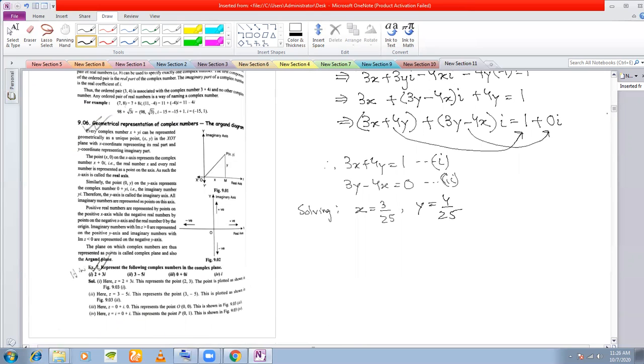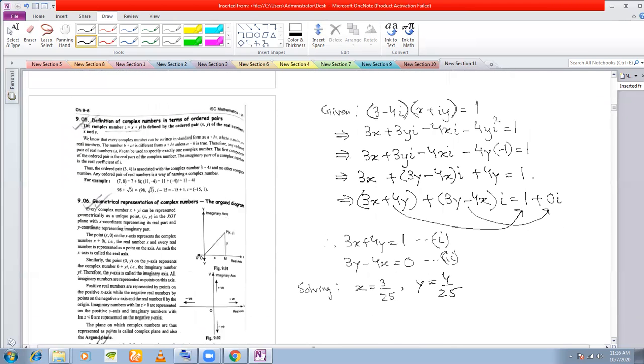So the properties that I have used here are that any real number can be expressed as a complex number, and that when two complex numbers are equal, the real parts are equal and the imaginary parts are equal. So these two properties of complex numbers I have used. So any questions related to complex numbers till this part?